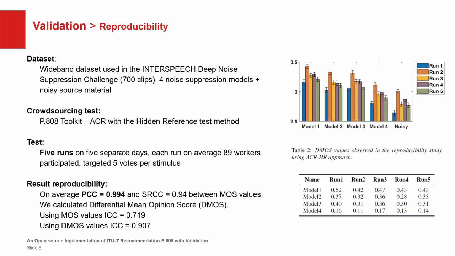We calculated the intra-class correlation coefficients using the MOS and DMOS values. The intra-class correlation coefficients show how strongly each run of the P.808 implementation resembles each other. Results show a good reliability when using the MOS values and an excellent reliability when using the DMOS values.